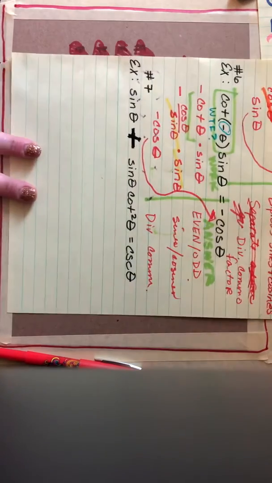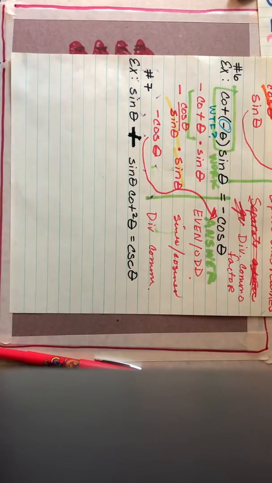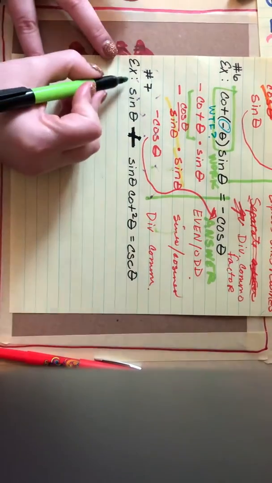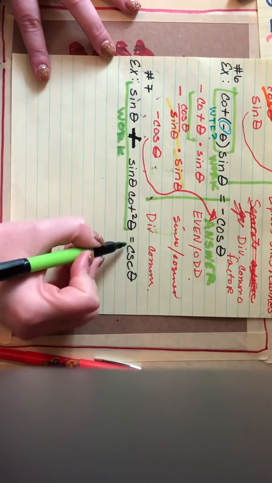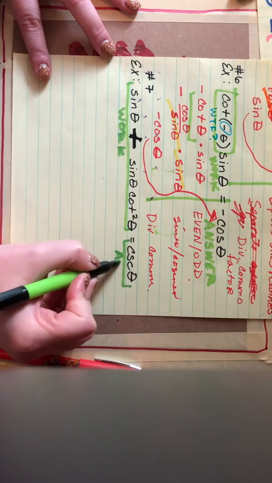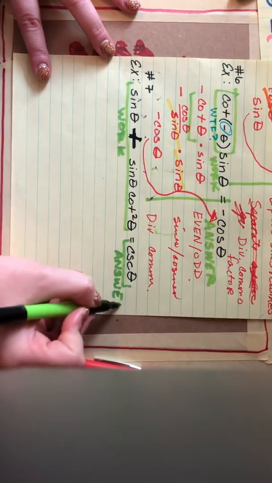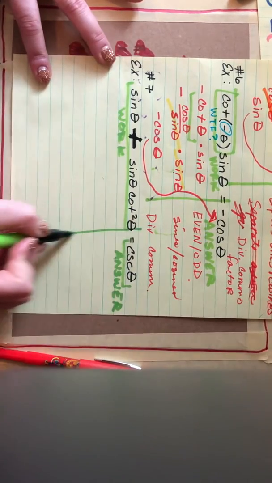Okay, this next one, it's like number 7 on your homework, and it's really strange. It kind of goes against everything we just talked about. So just trust me, okay? We are still going to work on the left. That has not changed. The answer is still going to be on the right. That has not changed. Okay, but how we get there is a little different.